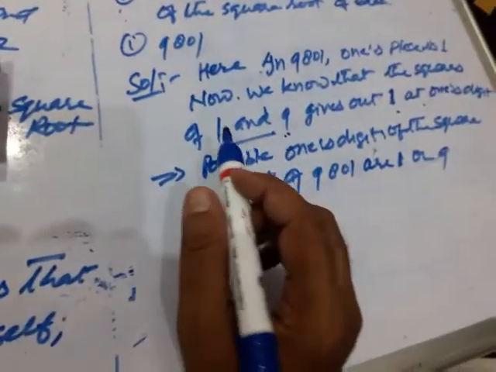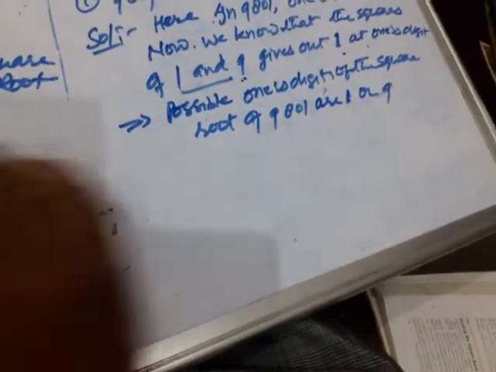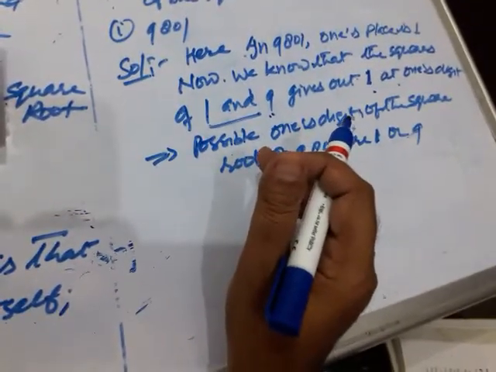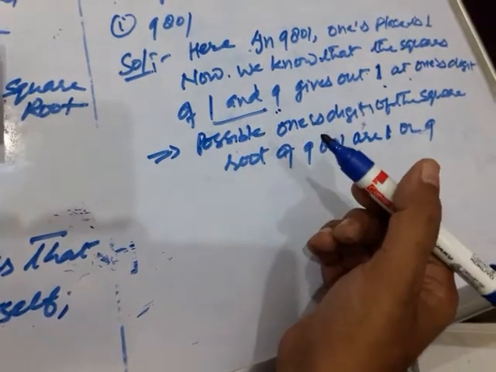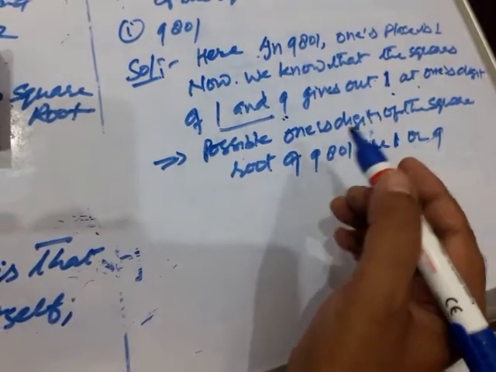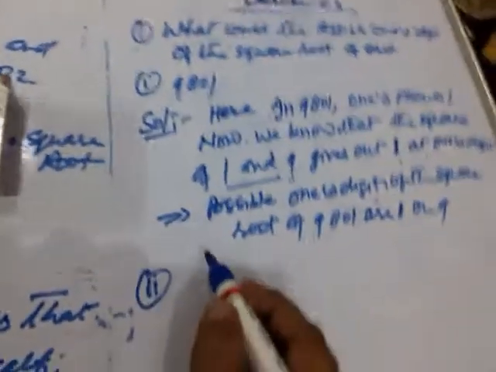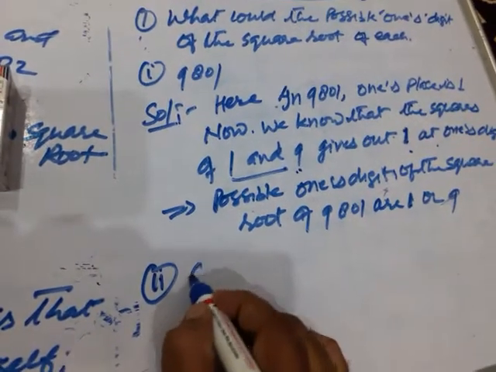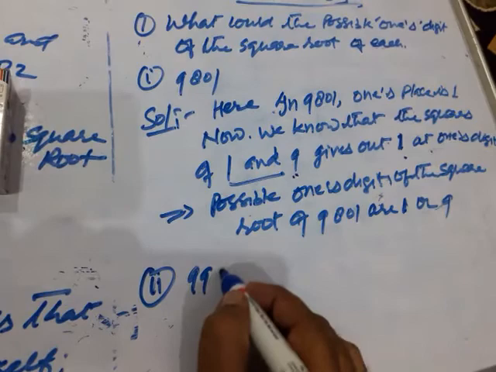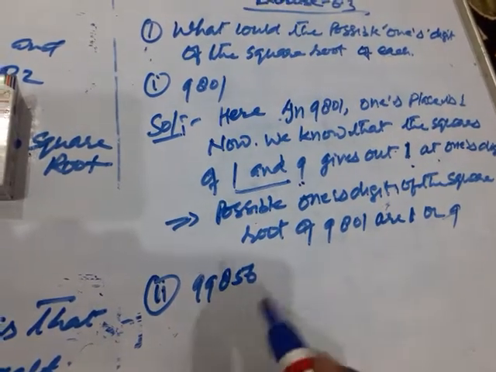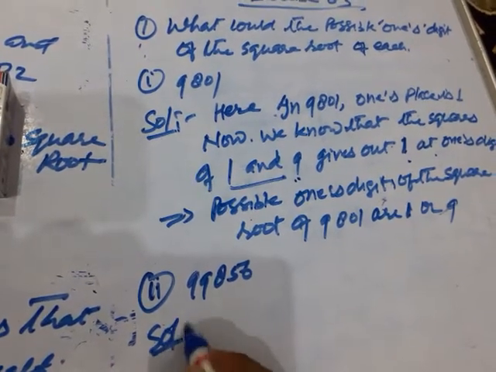Okay children, similarly the other questions you can also take. Here the third part is the same, and the fourth part will be 5. Let us see the second part also. The number is 99,856. Here starts the solution. How will you give the reason?